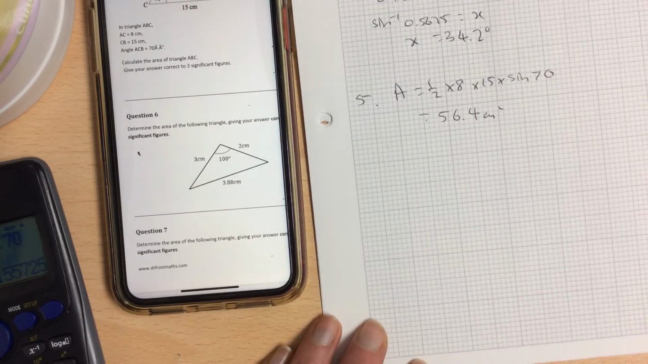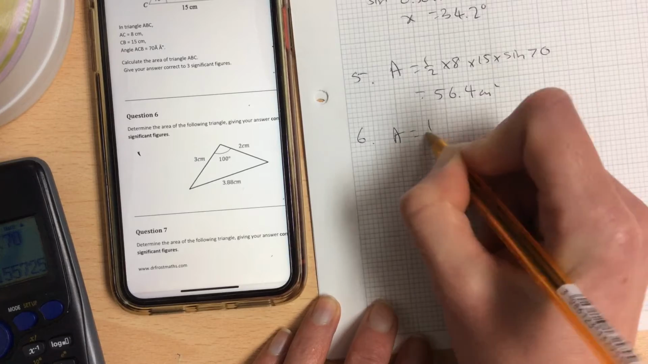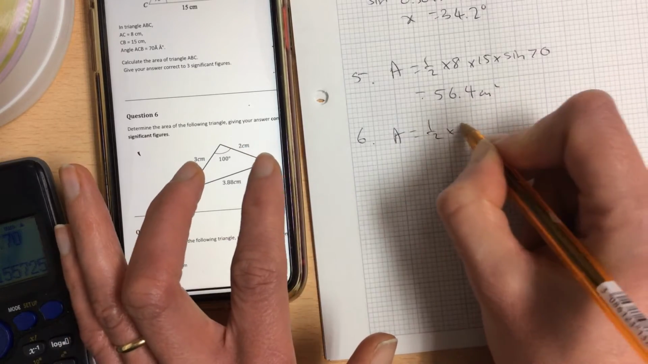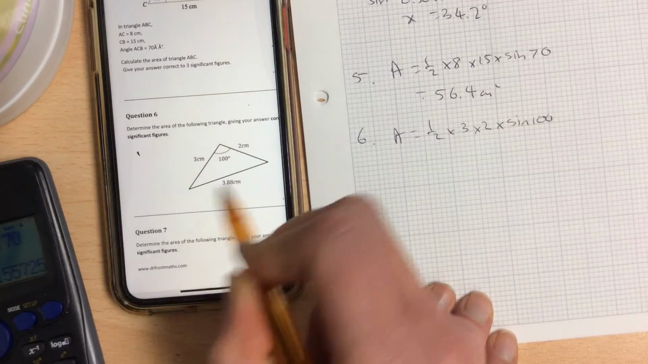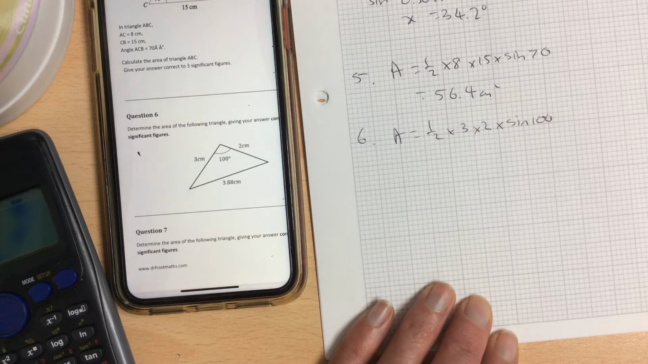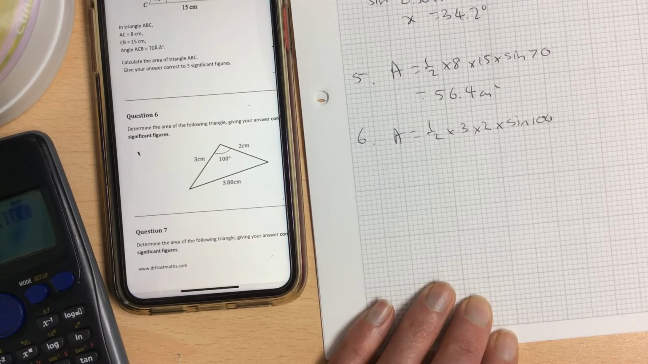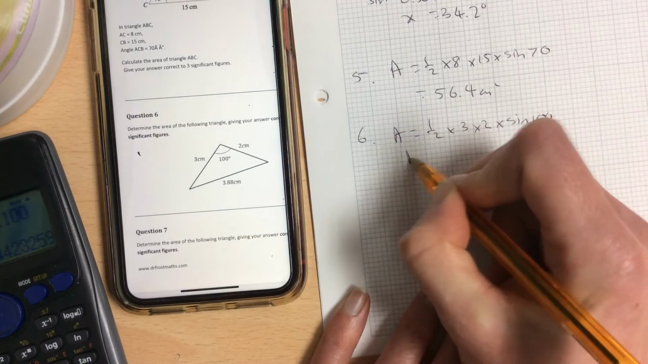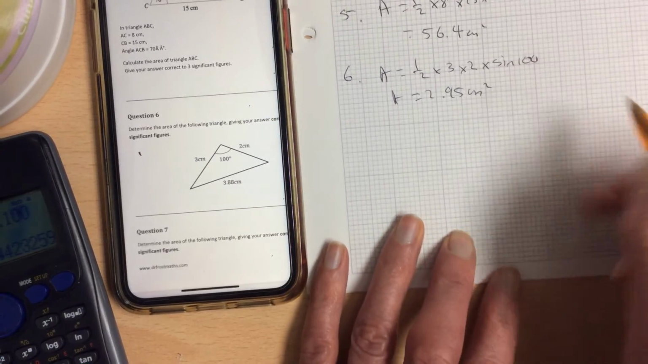Okay, what have we got now? Number 6. So area, it's a half the two sides, so it's 3 times 2 times sine the angle between them. So this 3.88 was not needed. So it's 0.5 times 3 times 2 times sine 100 gives you an area of 2.95 centimetres squared.